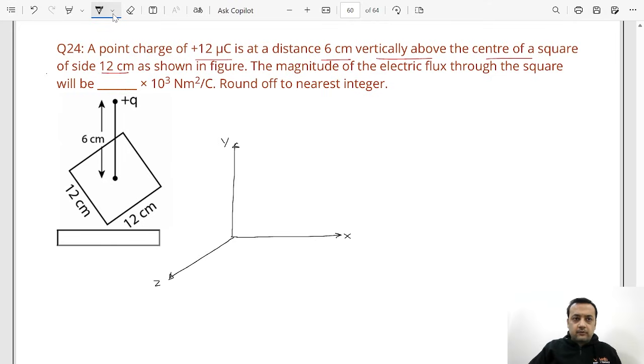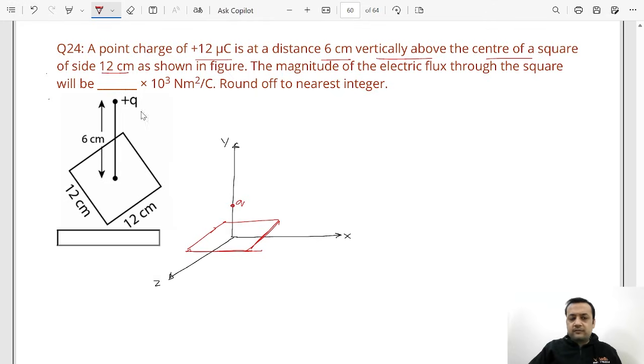Okay. Now if I draw this square, it is somewhat like this. Okay, or let me draw here. So this square is in the horizontal plane. XZ plane is the horizontal, and above the center, this length is 12, this length is 12, this length is 12, this length is 12. All right. Now if I go 6 centimeter above, here the charge has been placed.